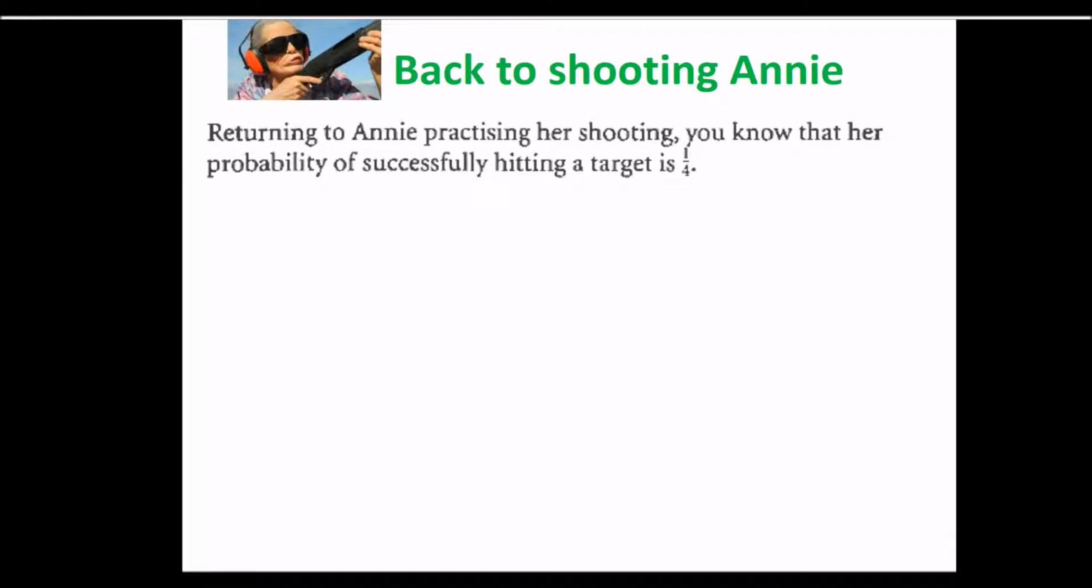Back to shooting Annie. So returning to Annie practicing her shooting, you know that from before the probability of successfully hitting a target was a quarter, same as earlier on.